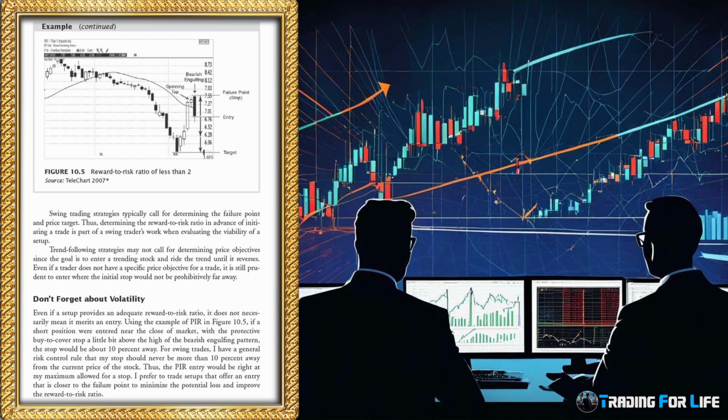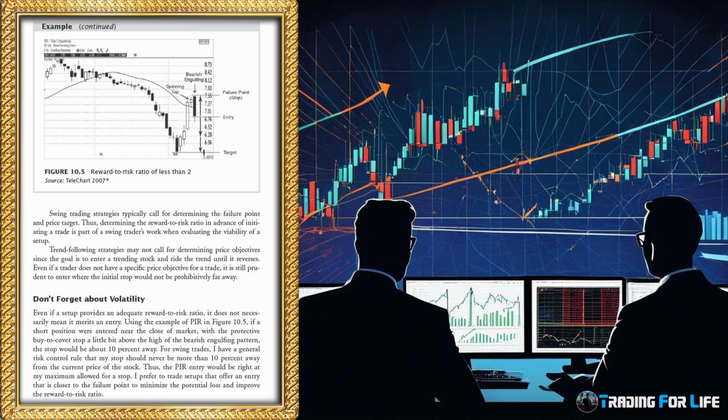Don't forget about volatility. Even if a setup provides an adequate reward-to-risk ratio, it does not necessarily mean it merits an entry. Using the example of PIR in Figure 10.5, if a short position were entered near the close of market with the protective buy-to-cover stop a little bit above the high of the bearish engulfing pattern, the stop would be about 10% away. For swing trades, I have a general risk control rule that my stop should never be more than 10% away from the current price of the stock. Thus, the PIR entry would be right at my maximum allowed for a stop.